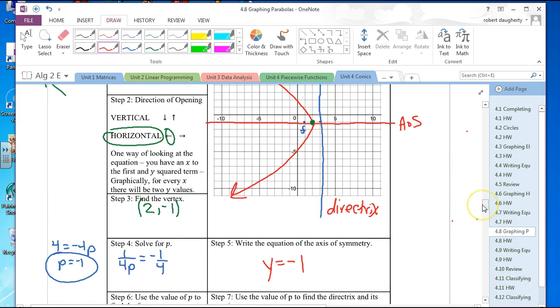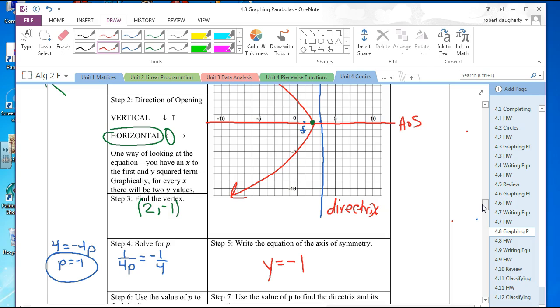So what you want to do is plot the vertex. Once you get the vertex, set 1 over 4p equal to the leading coefficient. That's going to tell you what p is. By definition, p is the distance from the vertex to the focus and the vertex to the directrix. Then when you plot those 2 points, you're able to figure out which one's the directrix.